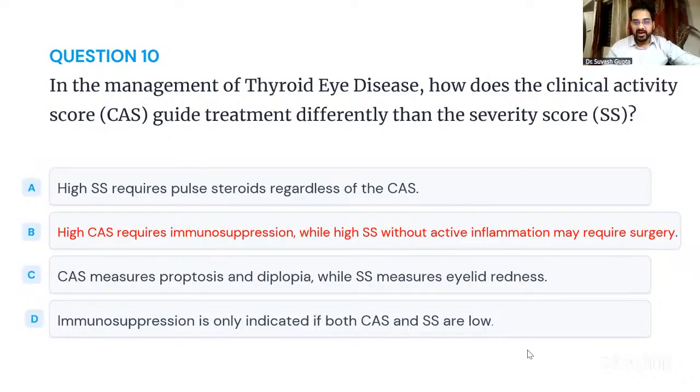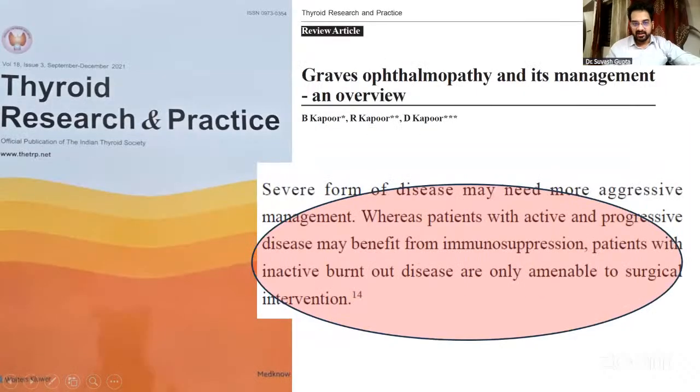In the management of thyroid eye disease, how does the CAS score guide treatment differently than the SS? We know the answer. The high CAS requires immunosuppression, while high SS without active inflammation may require surgery. A very easy question. Again mentioned in the ITS journal. They have mentioned that active and progressive disease may benefit from immunosuppression, but patients with inactive burnt out disease are only amenable to surgical intervention. I think that was the discussion as well.